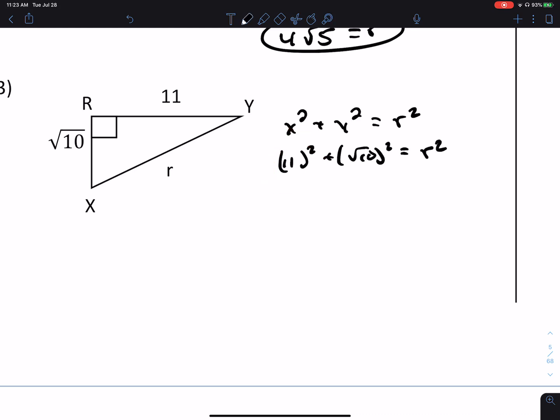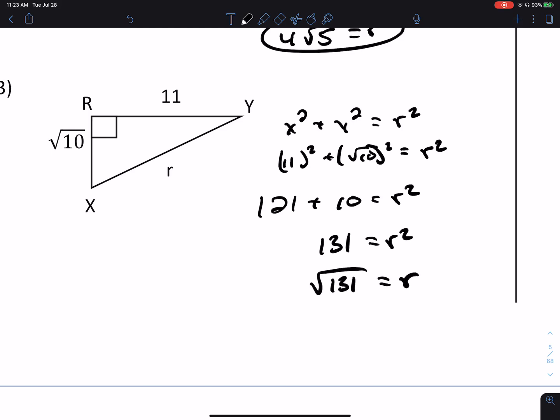11 squared is 121. What's the square root of 10 squared? The square root and the squared cancel, so that's just 10. It's going to give us 131 as r squared. If you square root both sides, I just realized I didn't follow the directions on the previous problem. We'll fix that in a moment. We get r is the square root of 131. I'm pretty sure 131 is prime.